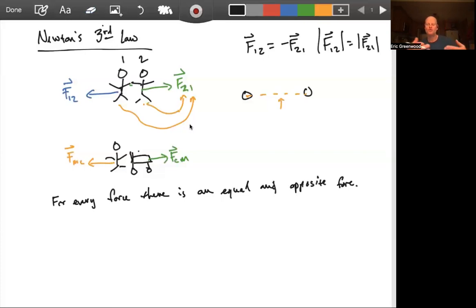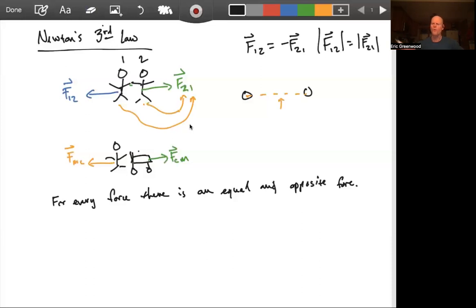So anytime I have two or more objects interacting with each other, one's going to apply a force onto the first one, but then that first one will apply a force then onto the second one. But again, the magnitude of those two forces will be identically the same, but the directions of the forces will just be opposite from each other, no matter how it is that I'm pushing.